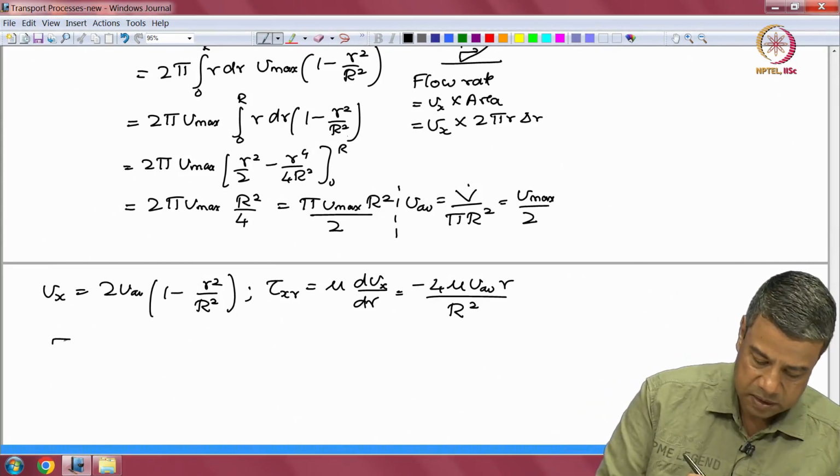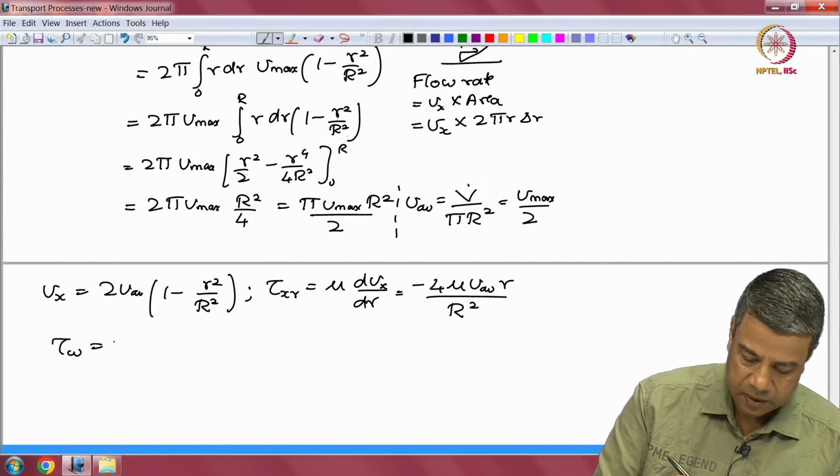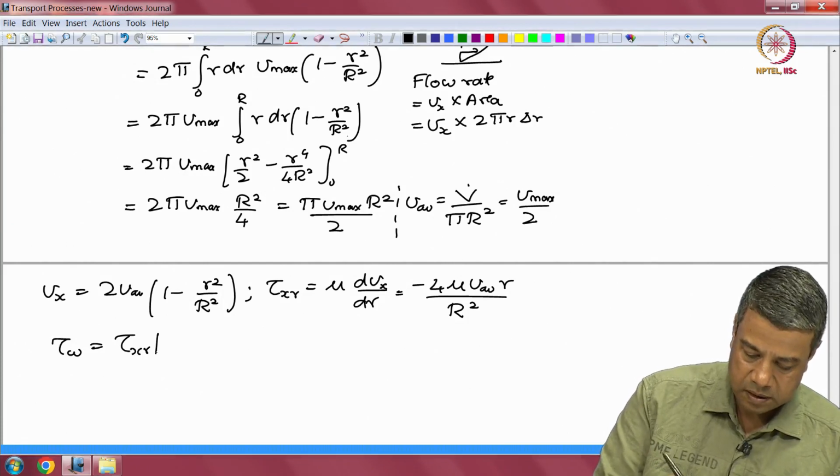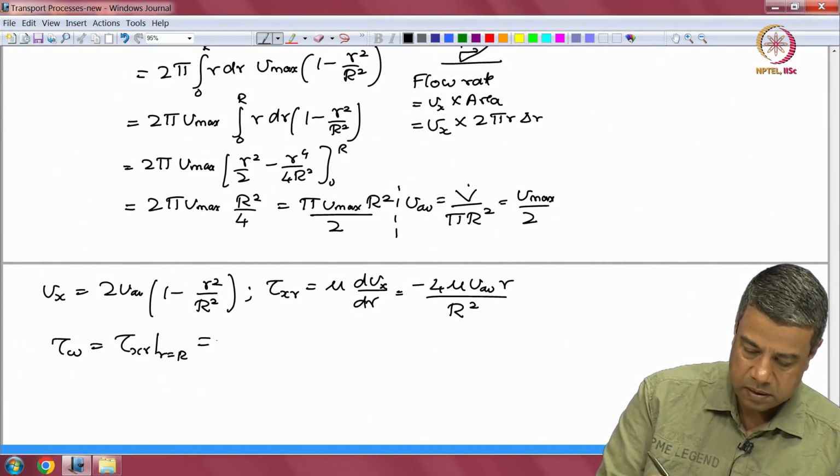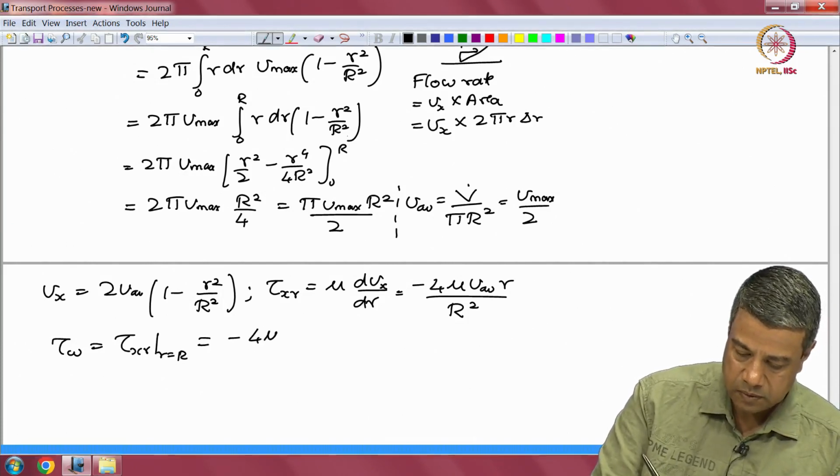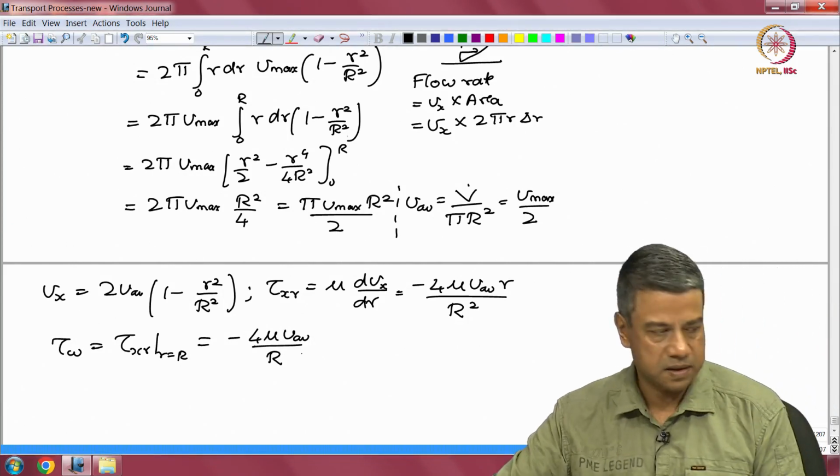The wall shear stress tau w is equal to tau x r at r equal to capital R, which is equal to minus 4 mu V average by R. Okay, so, that is the wall shear stress.